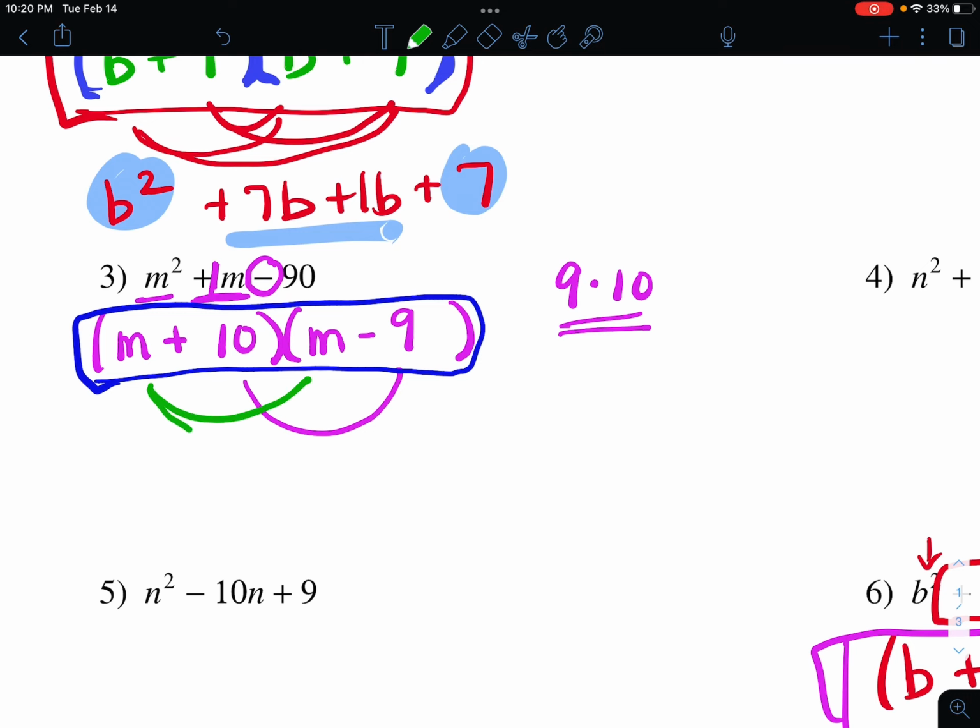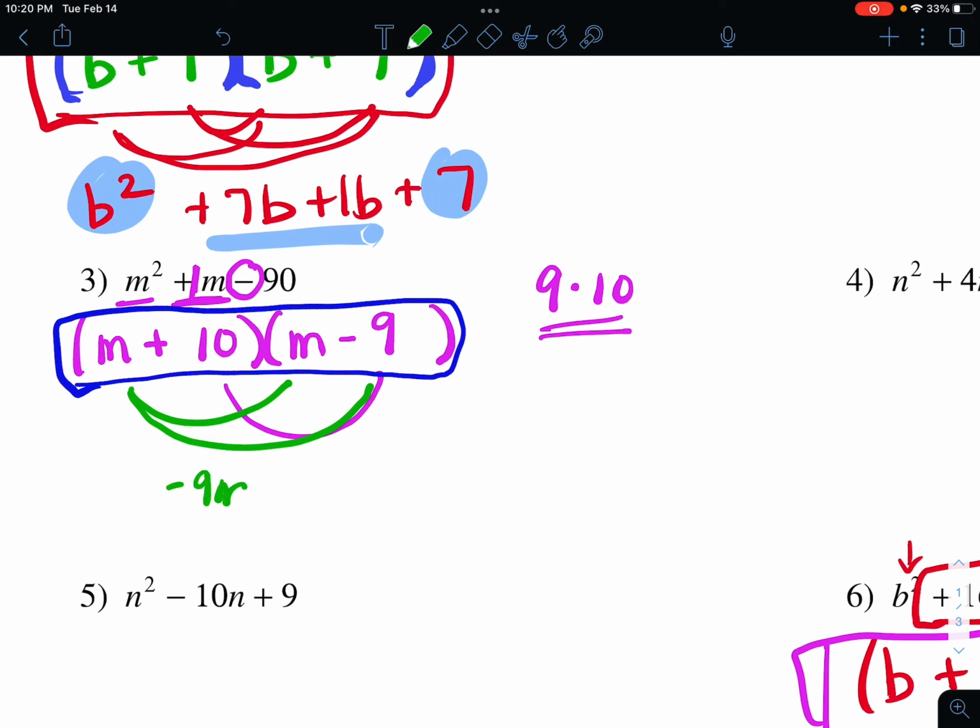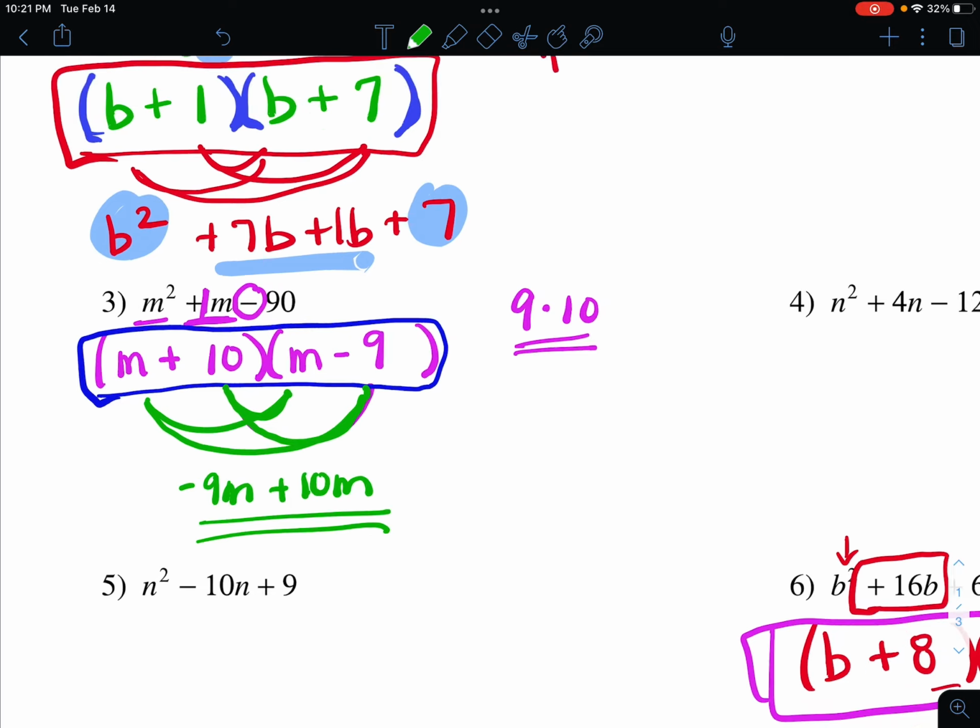But like I said, you can check it. M times m is m squared. M times minus 9 would be negative 9m, right? Positive 10 times m will be plus 10m. And of course, we already discussed how 10 times negative 9 would be negative 90, and look how that definitely gives me a positive 1. So you can always check your answers on these.